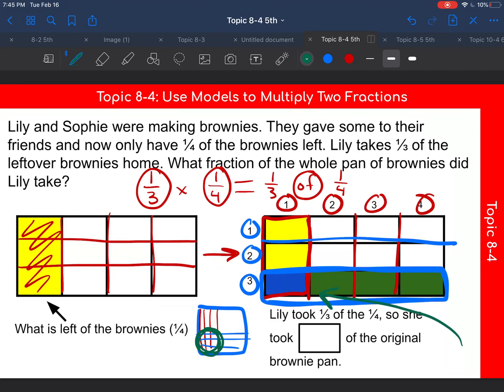So in this model, I made the portion that has both colors, I made it blue because if you think about art, yellow and green make blue. So this section right here is our answer because it has both of the shaded sections. Okay, so Lily took 1/3 of 1/4. So she took, and this is 1 out of, and if we count all of the sections, 1, 2, 3, 4, 5, 6, 7, 8, 9, 10, 11, 12. So she took 1/12 of the original brownie pan. And that's how we show those two fractions being multiplied.